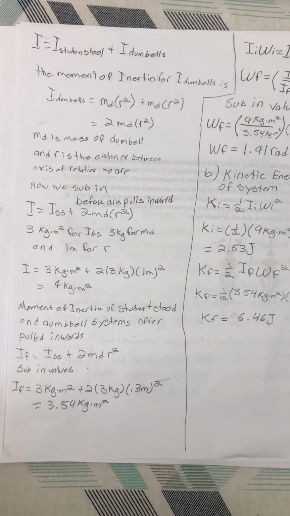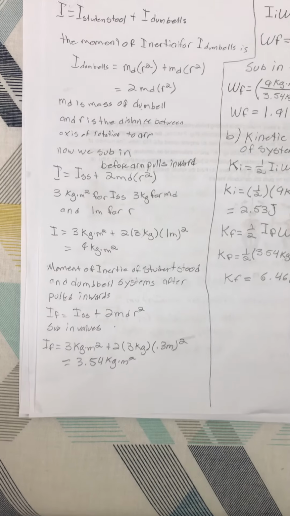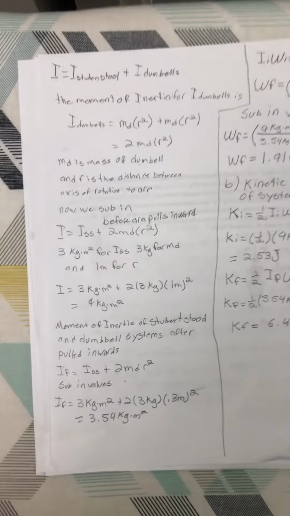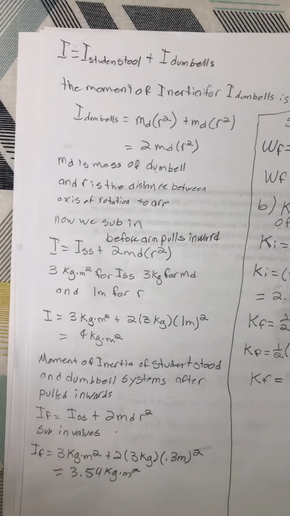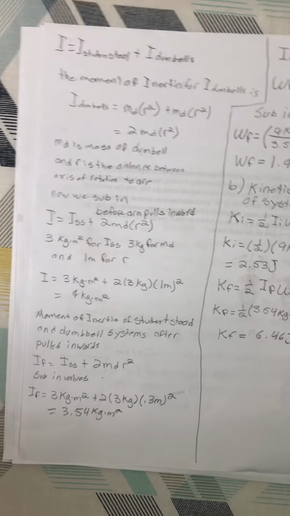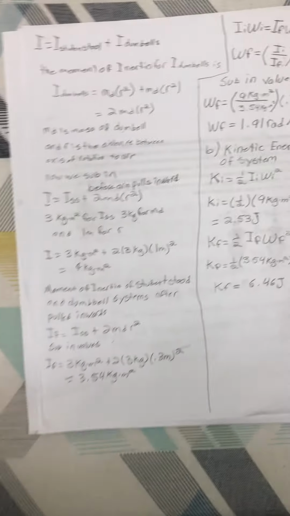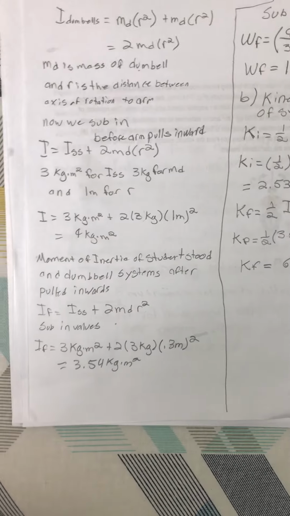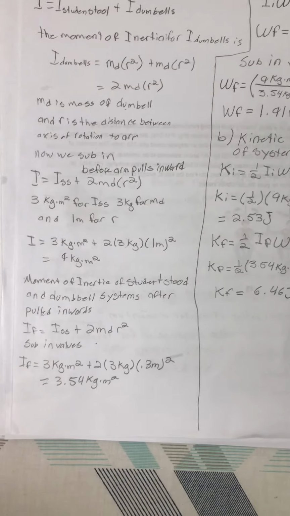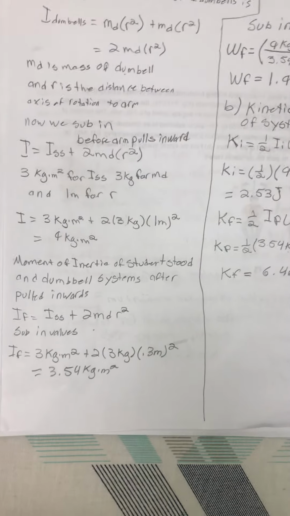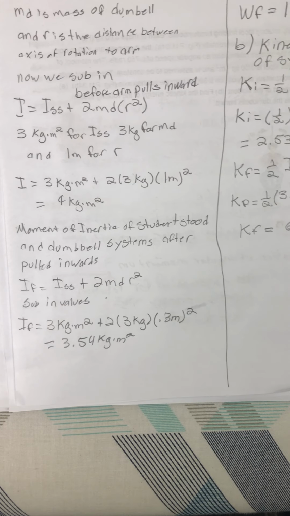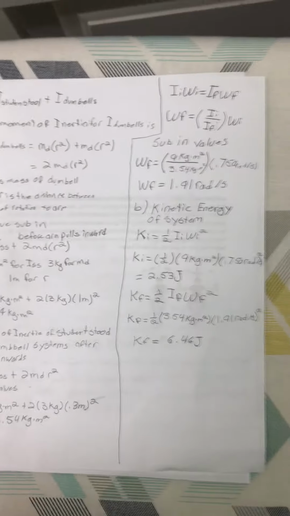Now we sub in before. So we're going to solve for the inertia before the arms pull in. We have our inertia equal to inertia of student and stool plus inertia of dumbbells. Plugging in numbers, inertia is equal to 3 kilograms times meter squared plus 2 times 3 kilograms times 1 meter squared, and that gives us 9 kilograms meter squared. And then the moment of inertia of the student, stool and dumbbell system after the student pulls inward: inertia final is equal to inertia of student and stool plus 2 m d r squared, sub in values, and we get 3.54 kilograms times meter squared.